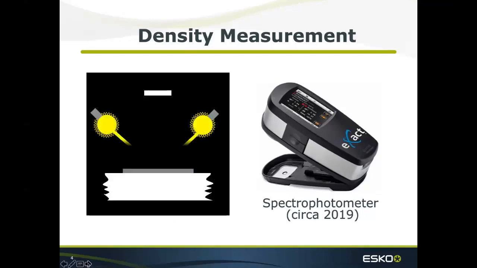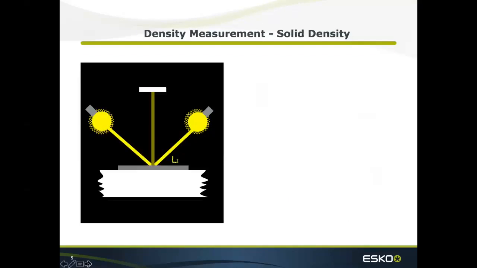But let's just look at a densitometer. Let's look at what it's actually doing. It's shining light on something, usually a patch of ink, right? You could think of it as solid ink. And it's measuring how much light comes back, right?